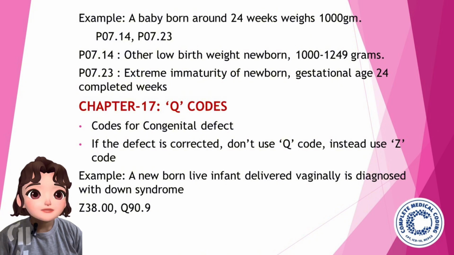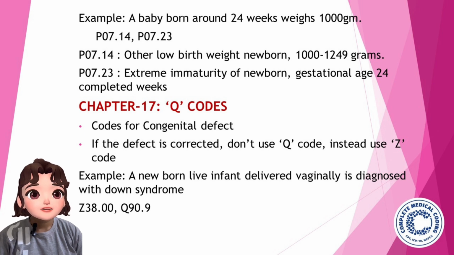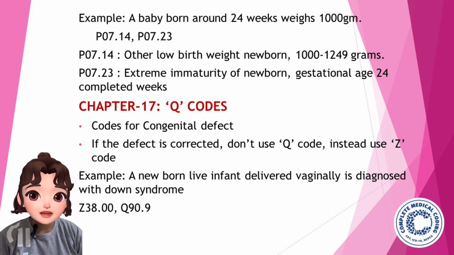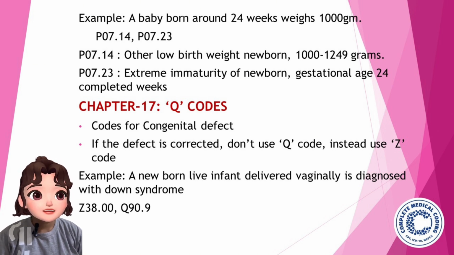And then P07.23 represents extreme immaturity of newborn, gestational age of 24 completed weeks. So here you have to code for the number of weeks, the gestational age, which is 24 completed weeks. So these are a few codes from P codes, chapter 16.